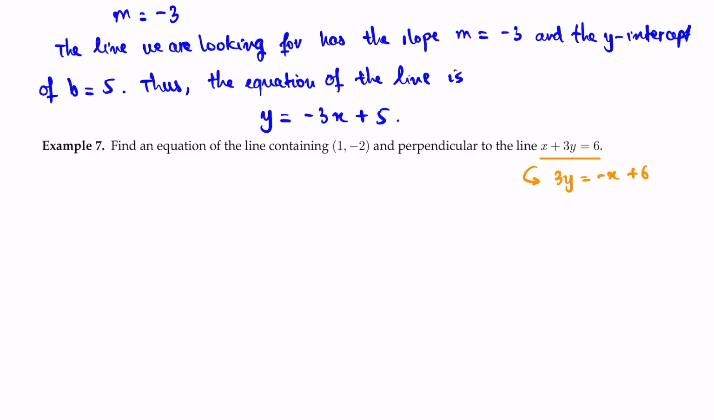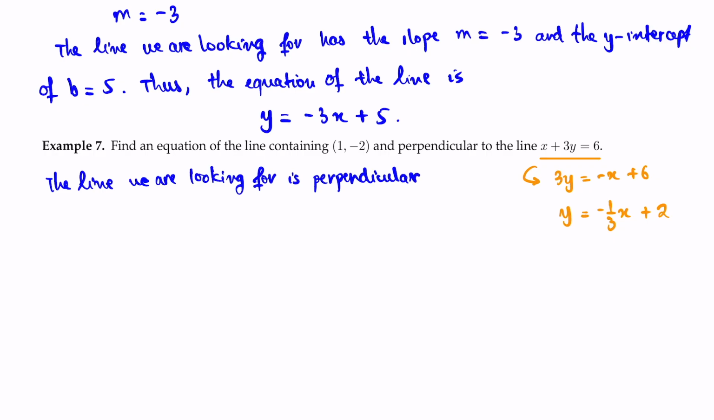Divided both sides by 3, and you have y equal to -1/3 x plus 2. So the line you're looking for is perpendicular to the given line. Right, so the line we are looking for is perpendicular to the line y equal to negative 1/3 x plus 2.